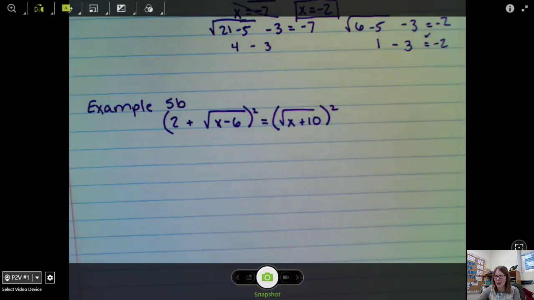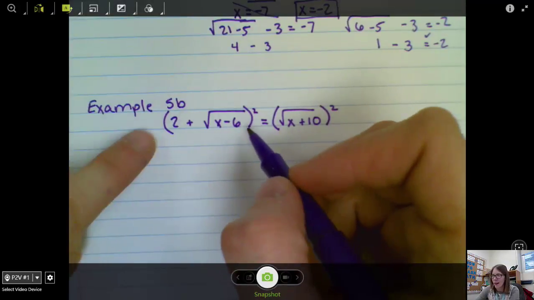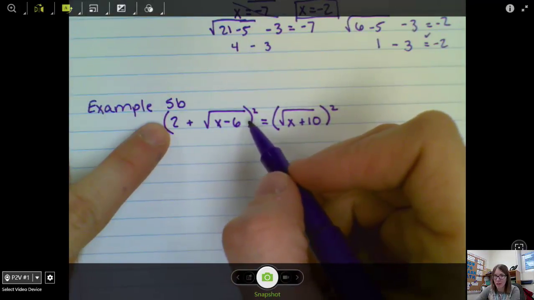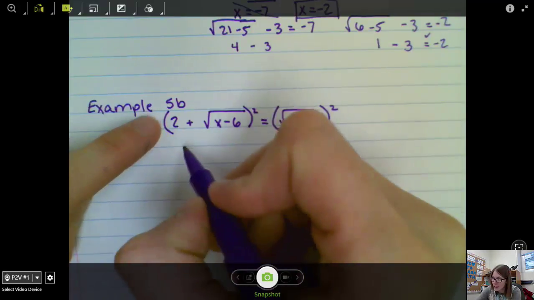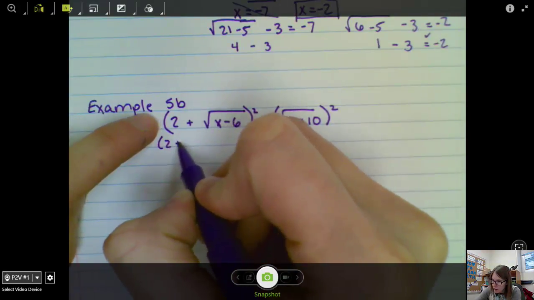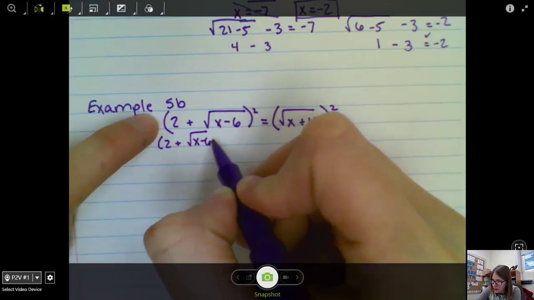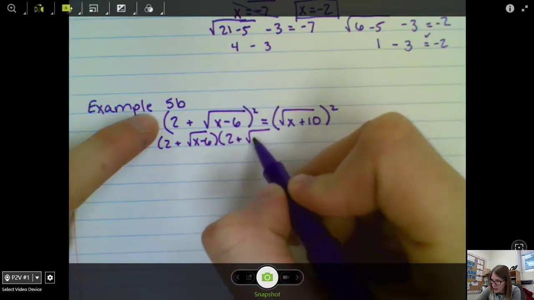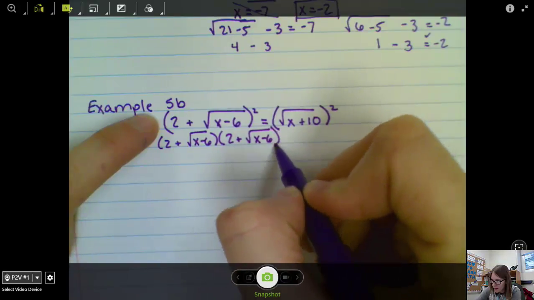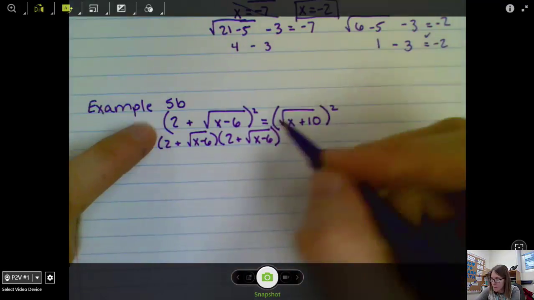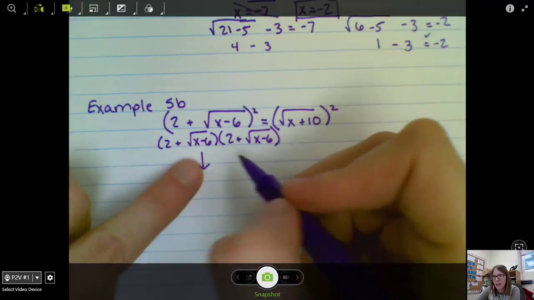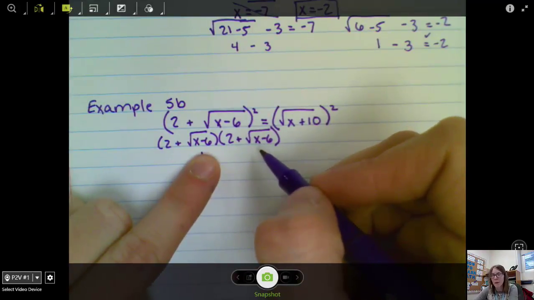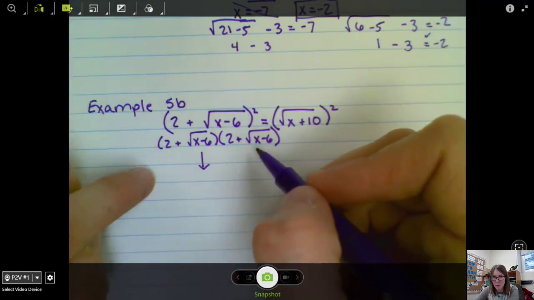And this gets a little weird here, because again, I have this whole side gets squared: 2 plus the square root of x minus 6 times 2 plus square root of x minus 6. This one's just kind of a little weird to think about, because it's not just the square root of x. But the same rules, same process.